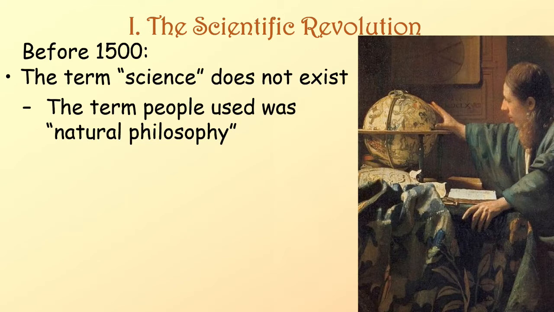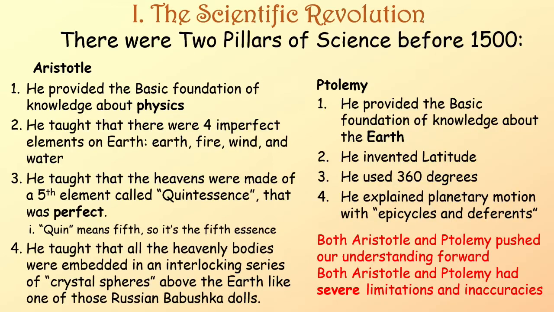Before 1500, the term science actually didn't exist. The term people used was natural philosophy. There were two pillars of science before 1500. You had Aristotle and you had Ptolemy. So let's look at Aristotle first.